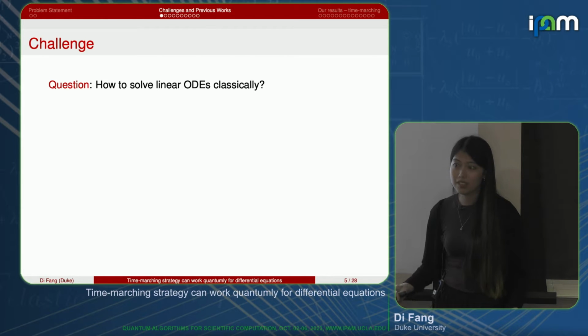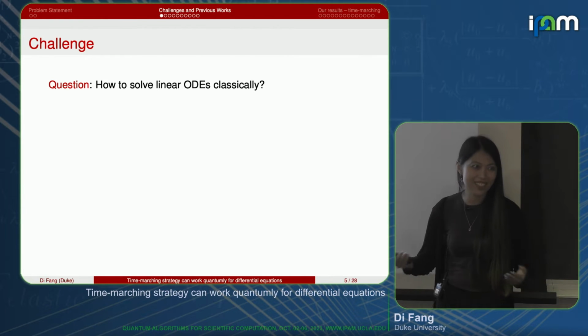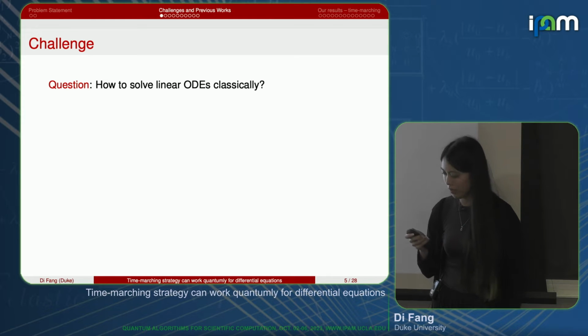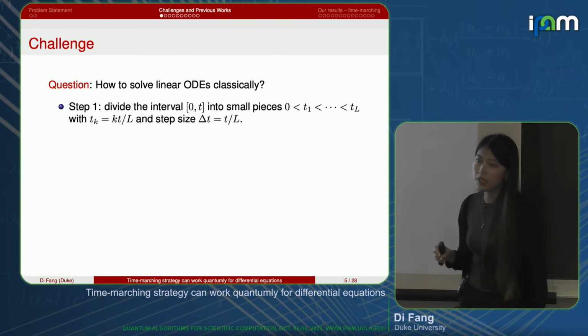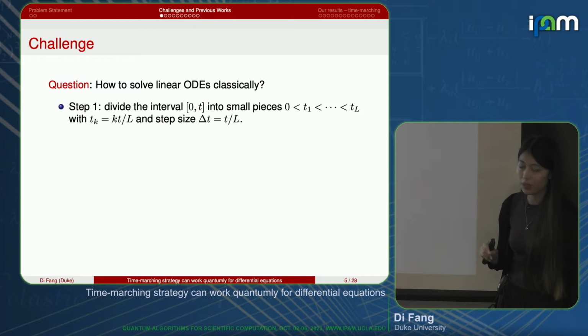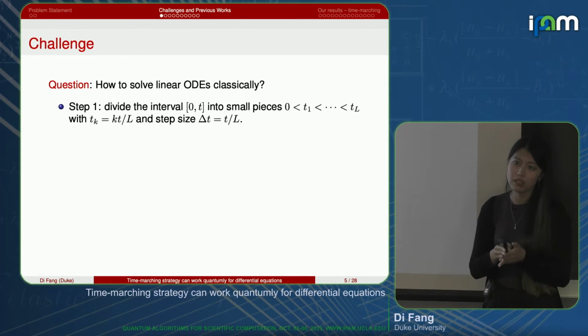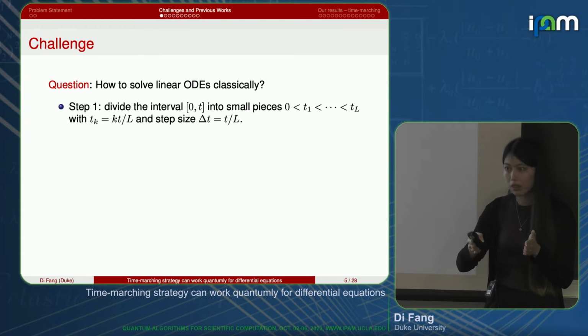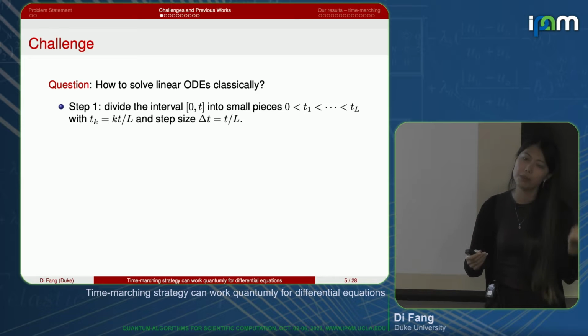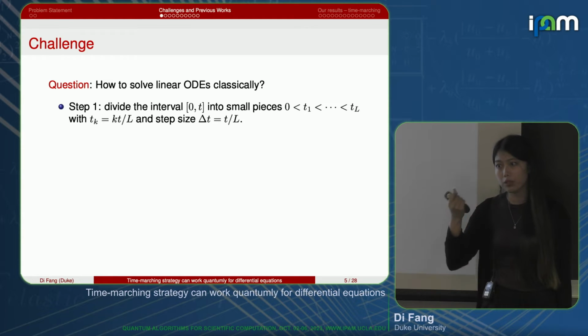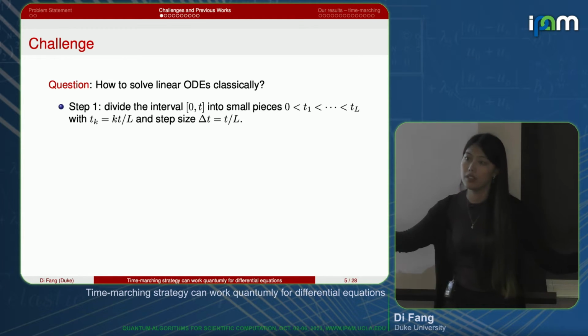What do you do? Right? I give you 3 seconds to think about this question among yourselves. I think basically what we all do classically is that I have a long time. I'm going to chop it into small pieces. And then for each time step, I will use this so-called time marching strategy, which is I do a numerical integrator at this short time step so that from the previous step, I have a closed formula to the next step and so on and so forth, right?